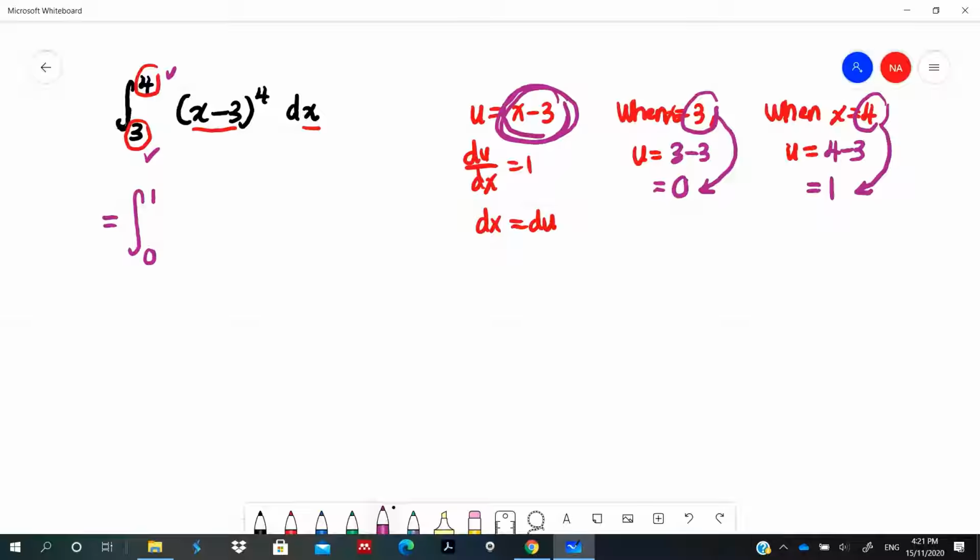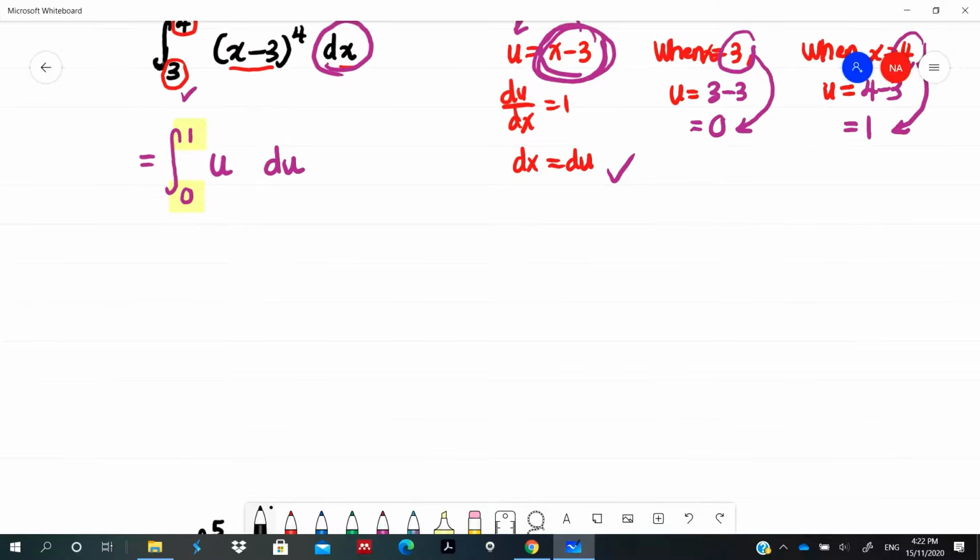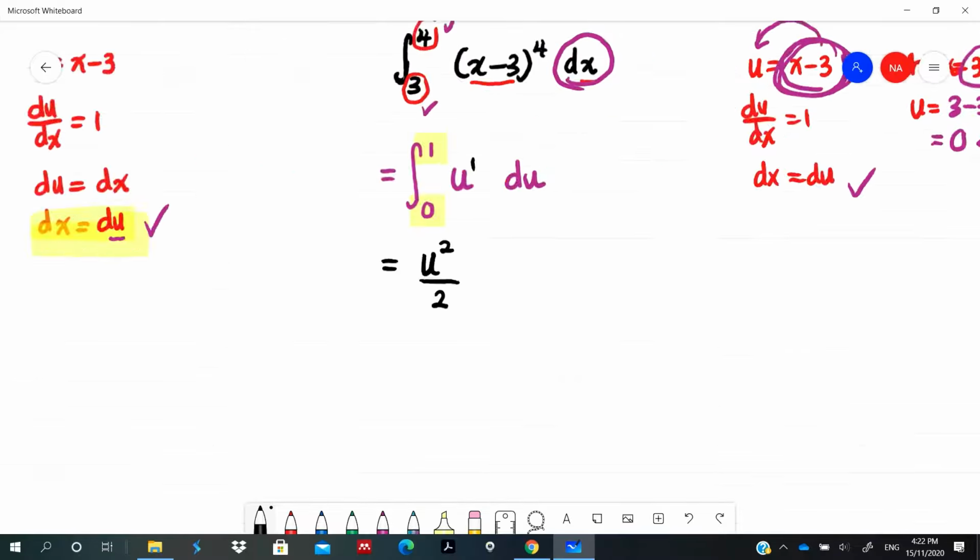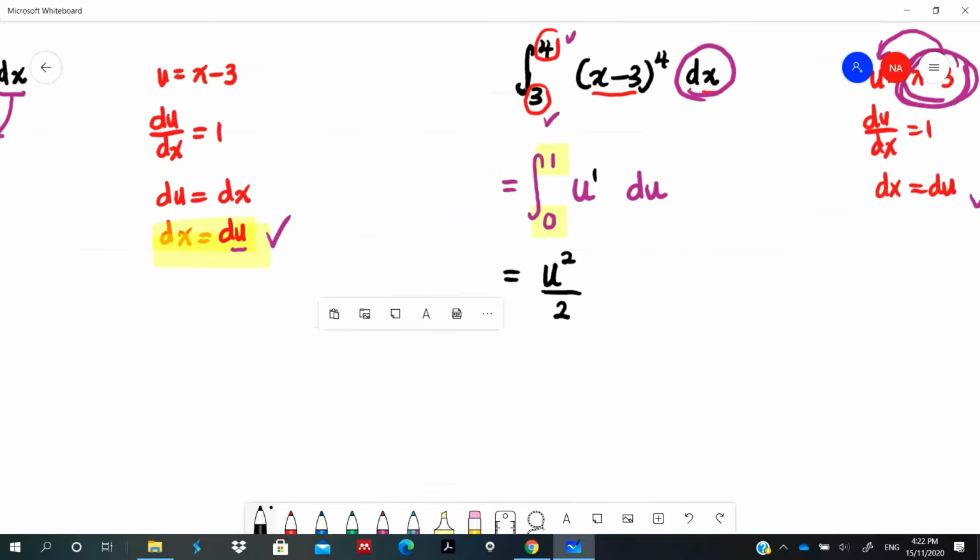X minus 3 has already been u, and dx must be du. So everything is in u. So we know that this is the value in terms of u, right? So integrating u du, using the variable technique, we'll have u to the power of 2 over 2, right?